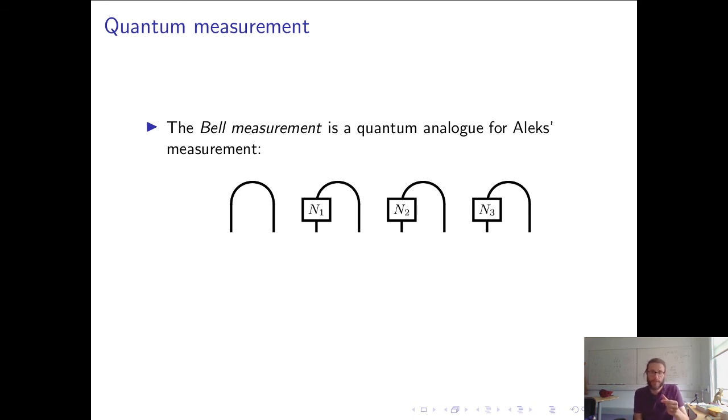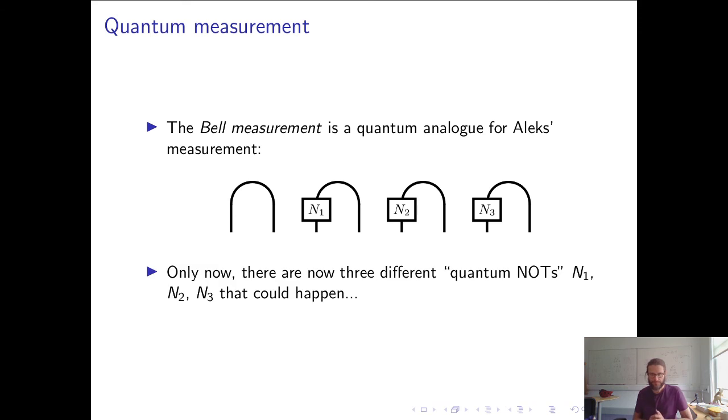Now, a slight tweak we need to make from the crypto setting to the teleportation setting is there's not just one NOT gate involved, so we don't just have 2 outcomes, we have 4 outcomes. And that's because this measurement actually involves 3 different quantum NOT gates. Okay, so I can give you somewhat of an idea of why, or at least what these things are.